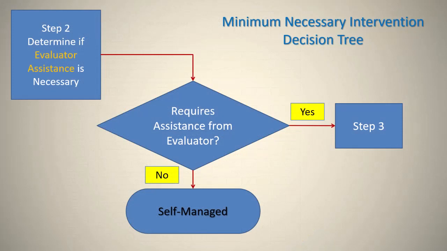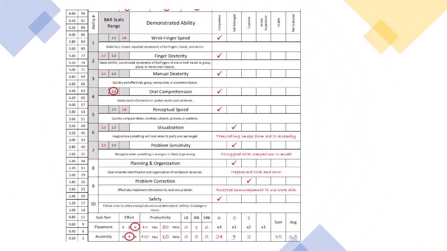Decision tree step 2 begins the discrimination among the 3 levels of intervention. First, we ask whether evaluator assistance is necessary. If not, the rating is self-managed. In self-managed, the evaluee independently performs work tasks with various accommodations without any assistance from another person. The accommodations are adequate and independently utilized. Joanna is rated at self-managed because she benefited from using the labeled chair model and the labeled photo of the assembled chair, but she did so without any assistance from Susan.